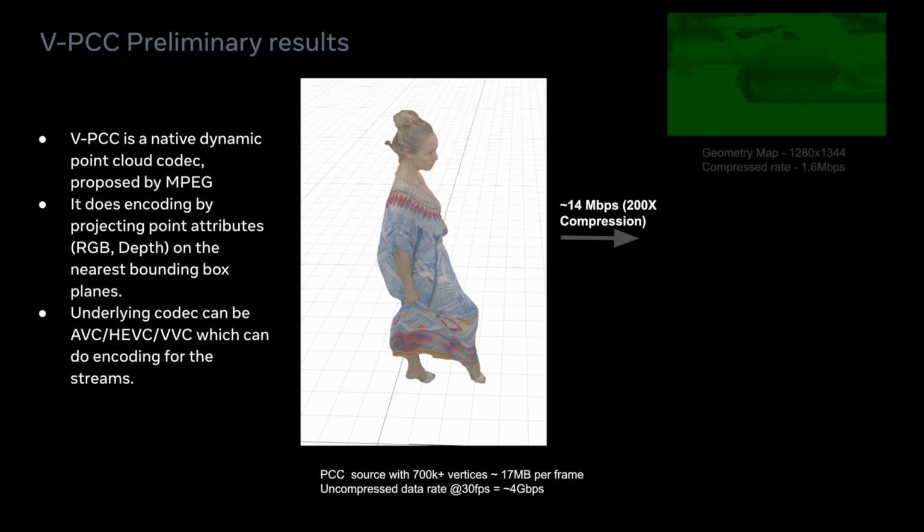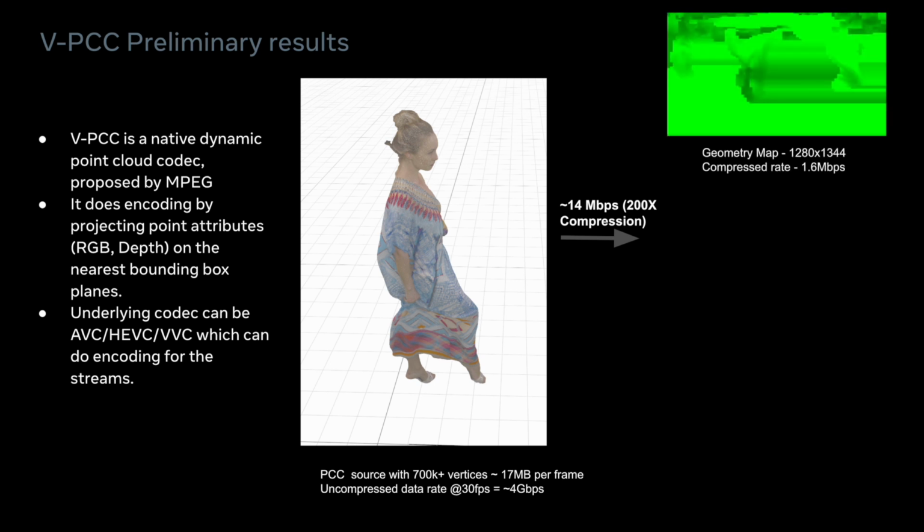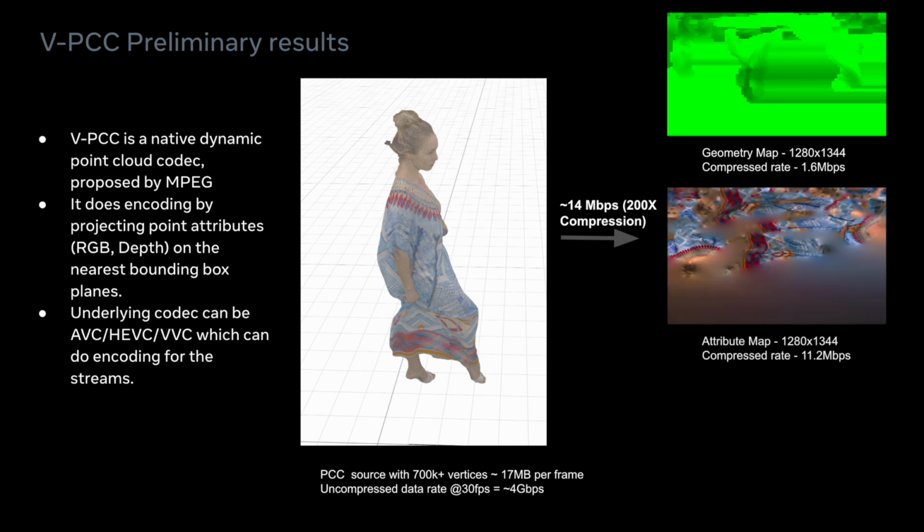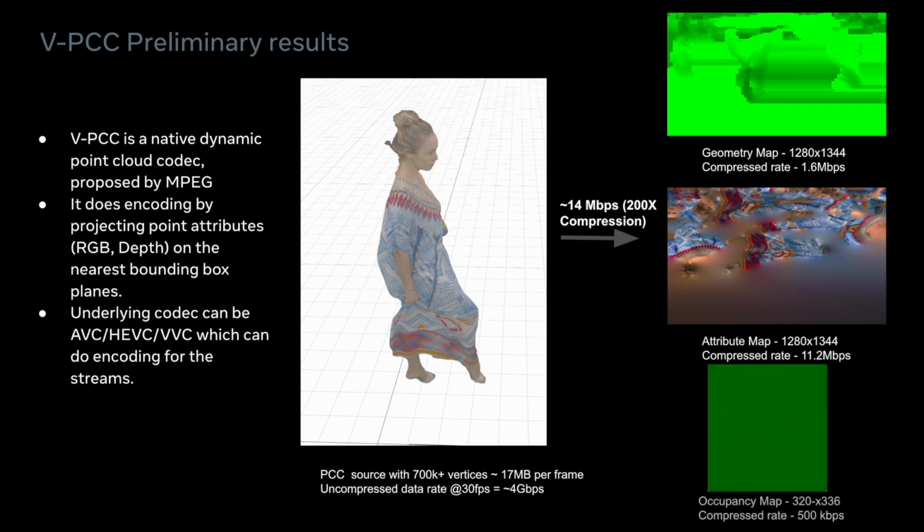Looking deeper, we saw that the geometry map, which contained the depth information, only had around 1.6 Mbps of that. The attribute map, which contained the color information, contained the majority of it at 11.2 Mbps. And the third stream, the occupancy map, which basically contains zeros and ones to indicate where in the geometry map and attribute map you have data, contained only 500 kbps.